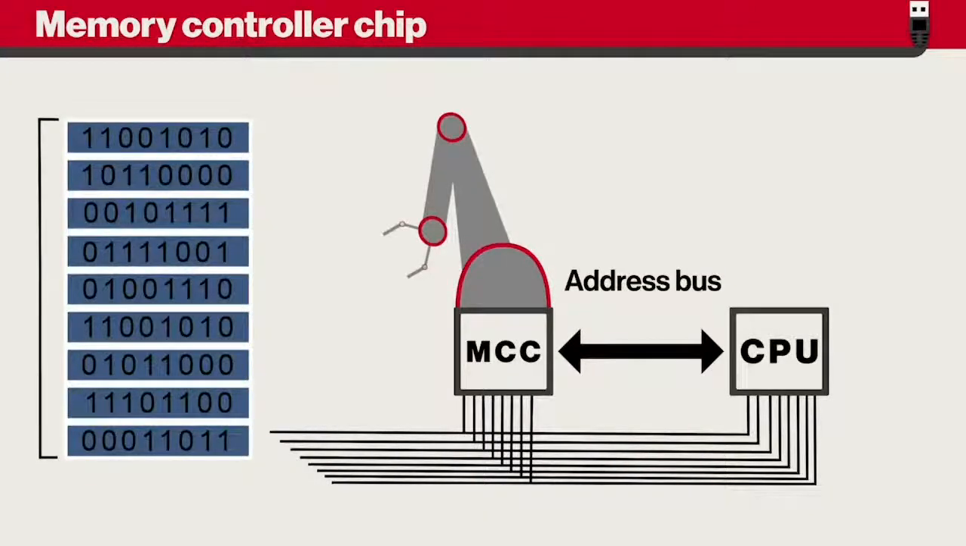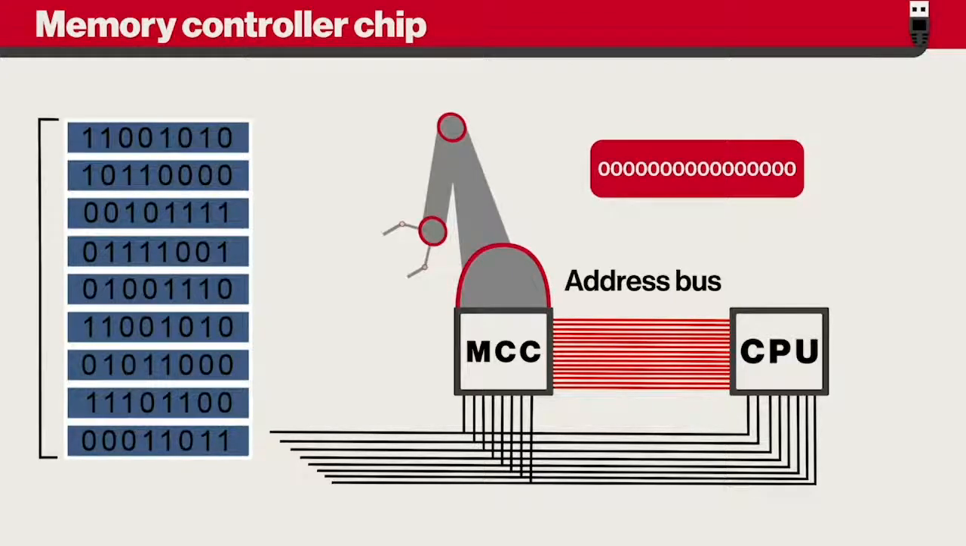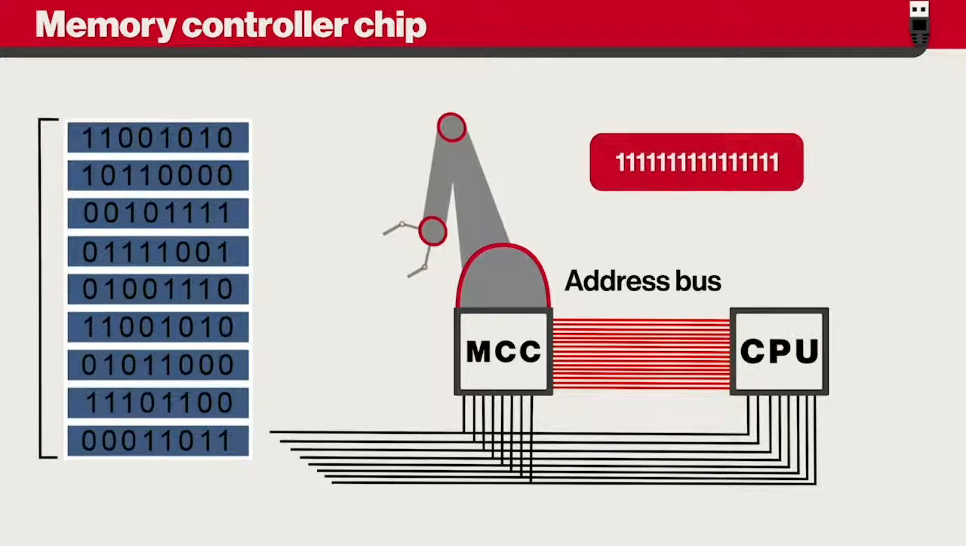Okay, in this particular example, what I'm going to do is run 16 wires from the CPU to the memory controller chip. These 16 wires are not used to move data. They're just for the CPU to talk to the memory controller chip to tell it which row of memory it wants to access at any given moment. So if it's all turned off, that's 16 zeros, that's going to be the first byte of memory. And if they're all turned on, that's 16 ones, that's going to be the last one.